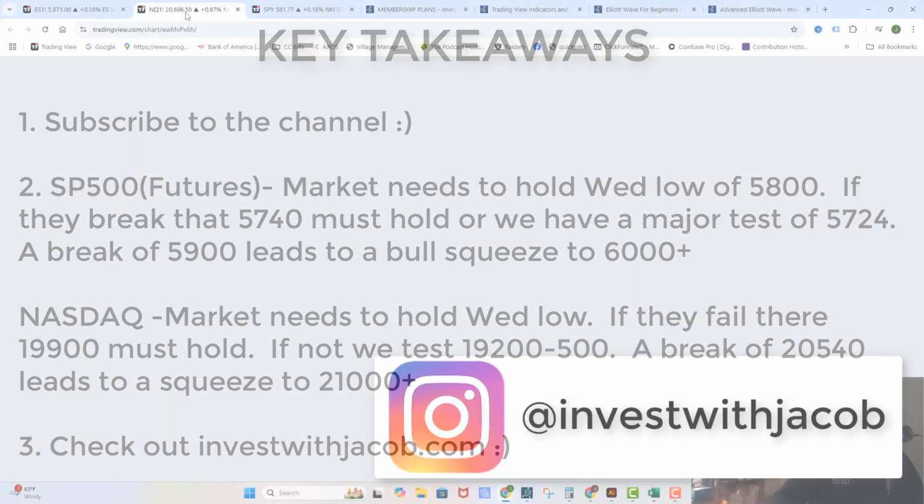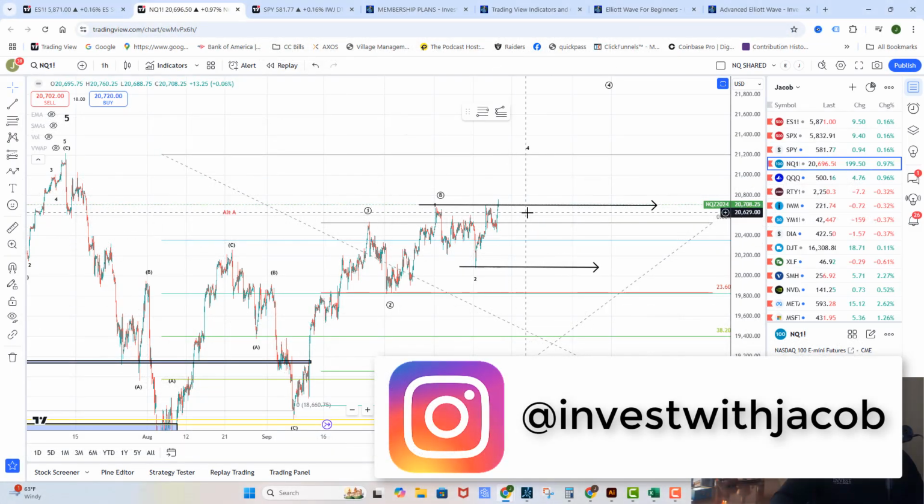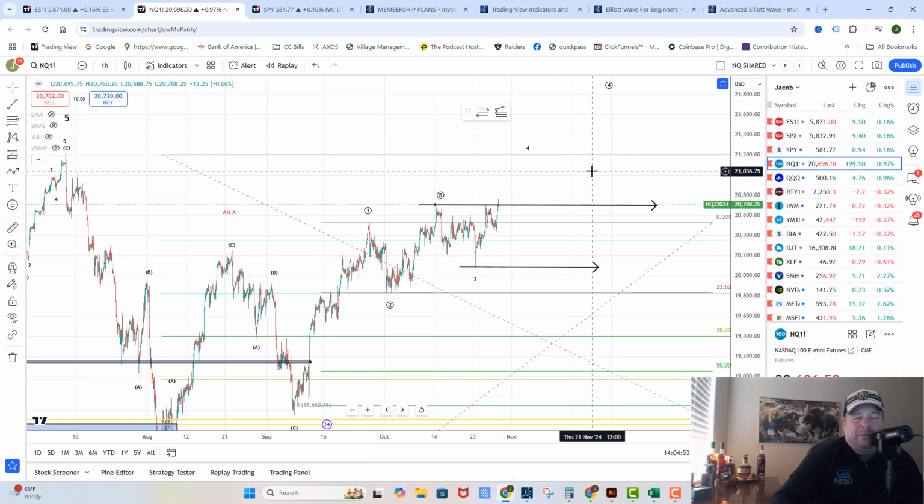Over on the NASDAQ, they have broken out over the high. They need to hold this low here at about 20,444. If they hold that and can continue higher, 21,000 is next to 21,200, where they challenge the previous all-time high. Then we'd look for potentially a smaller pullback and another breakout from there. Now, if they cannot hold and they break down below this 20,000 level, then we'd be looking at the 19,833 and potentially even 19,200 to 500.